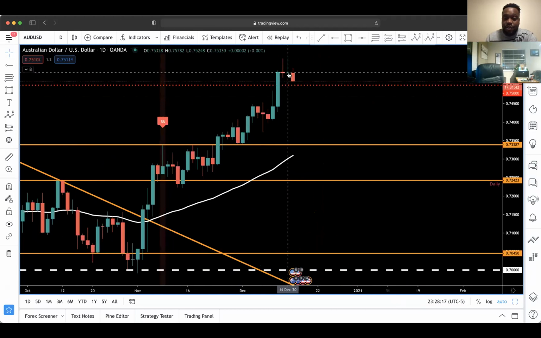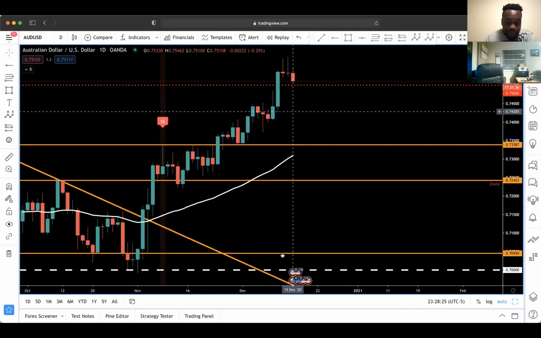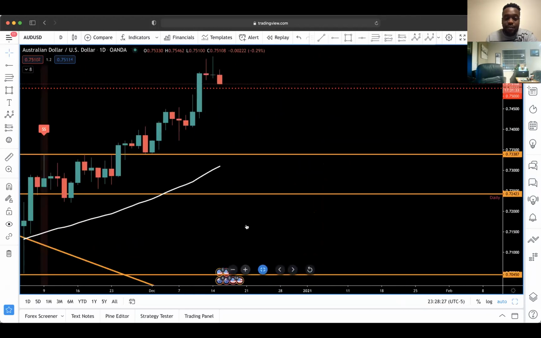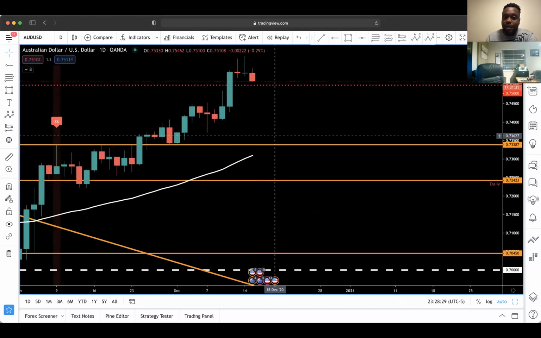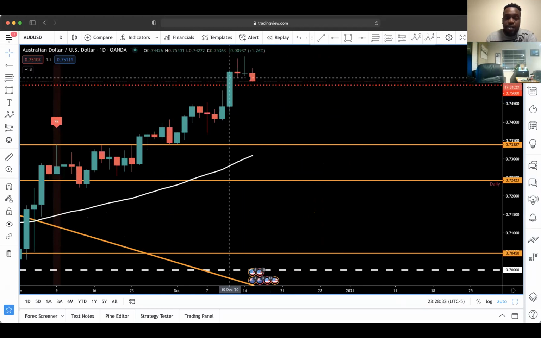Y'all see where this closed and opened at in relationship to the open and close of this? This is a lower high than this. That's something that we cover in the intermediate portion, is price action, because you literally, guys, have to sometimes zoom in to see this stuff.